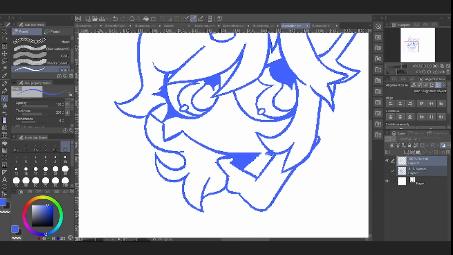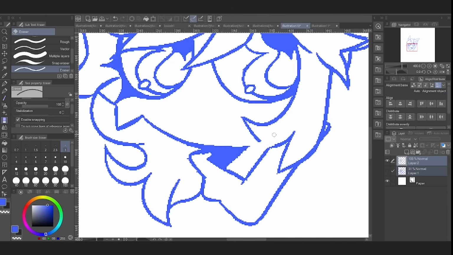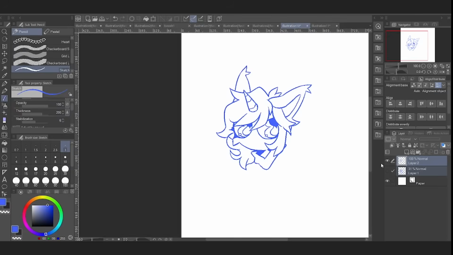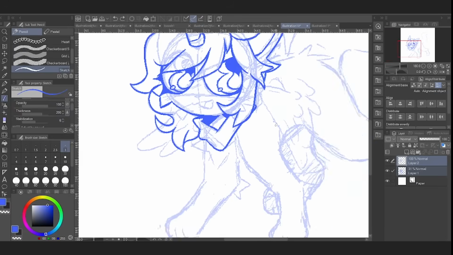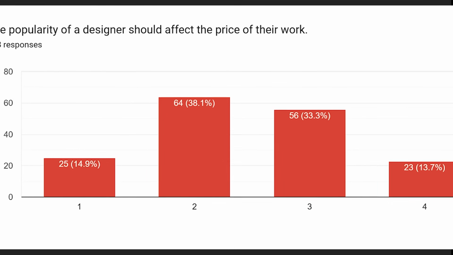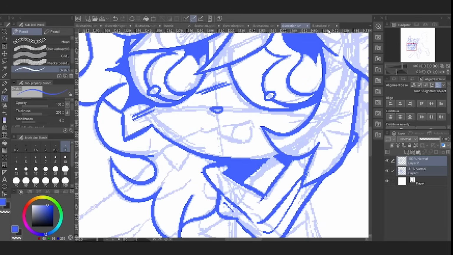I asked a question about whether or not the popularity of a designer should affect the price of their work. By that I mean, if you're popular, can you price higher? Or if you are the owner of a pop design, are you allowed to charge more for it by resale because of the fact that it is a pop design? We were unsure about this actually, which is interesting because the vast majority of the questions that I asked had a pretty clear skew. 79 people leaned to yes and 89 people leaned to no.